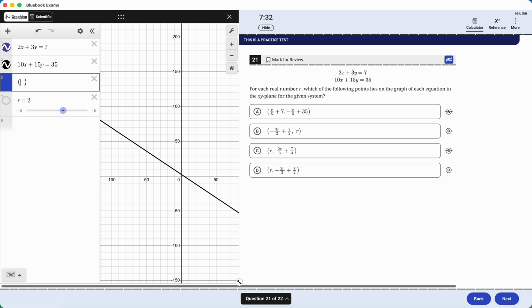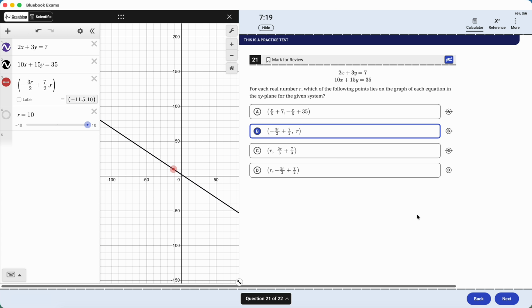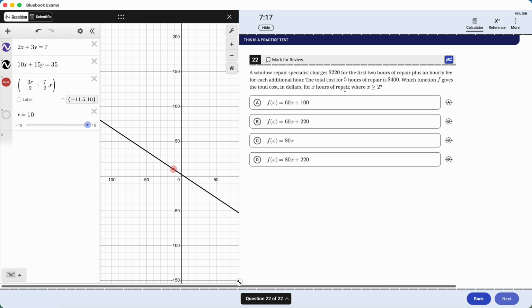So then I just go and try B, negative 3R over 2 plus 7 over 2, comma, R, right? And that one is on the line. And you see, even if I change the value of R, this one's always on the line, right? And that's it. It's actually literally that simple, right?